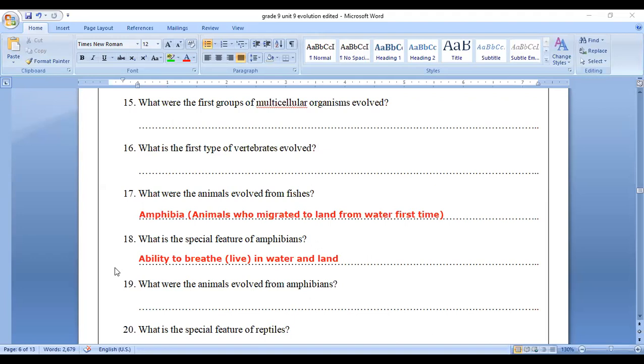Understood? Right. What were the animals evolved from amphibians? From amphibians, reptilia or reptiles. Reptiles evolved. In brackets, you can write reptilia.